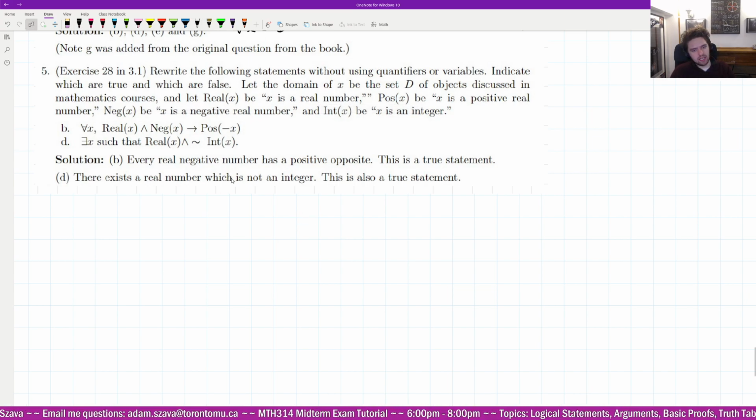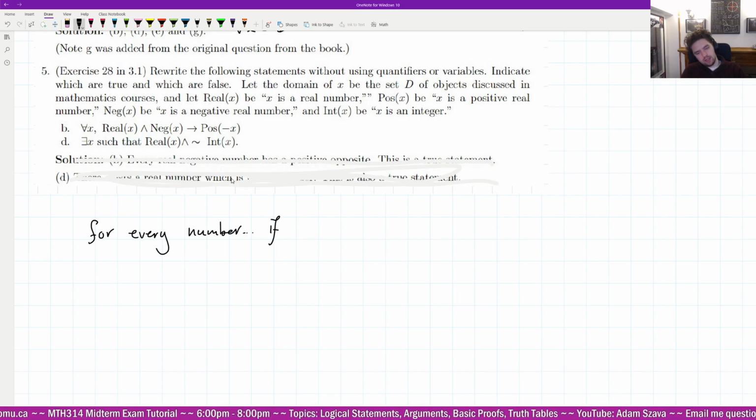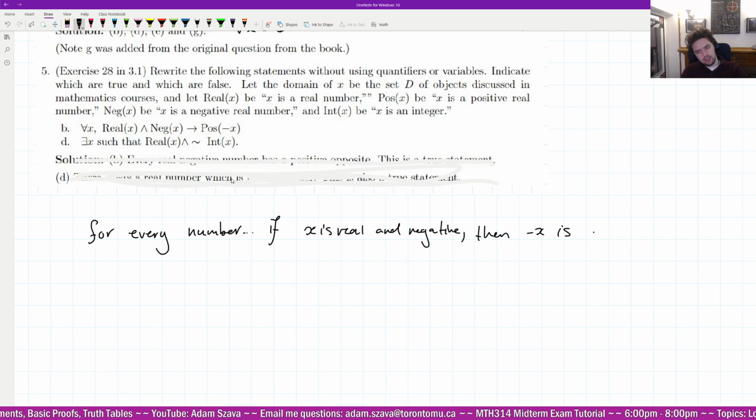Okay, so I guess we can. It's kind of here, right? But I'll just show what my thought process is when solving this. For all x, if x is real, so I immediately say the word if here because of the implication, right? So for all x, if x is real and x is negative, this implies that negative x is positive. So for every number, if it is real and negative, then negative x is positive.